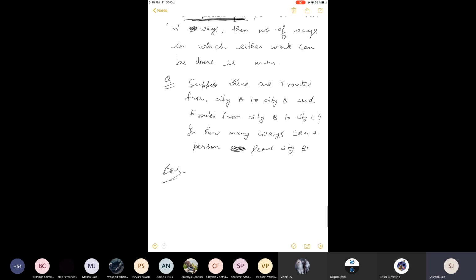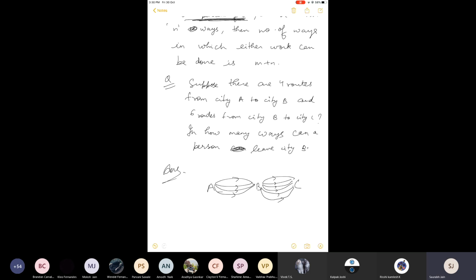Okay. So A, B, C. These are the 4 routes from A to B, and these are the six routes from B to C: 1, 2, 3, 4, 5, 6. Now can anyone tell me? A person is there in city B. He wants to leave city B. In how many ways can he do so? 10. Yes, so simple. 10 ways. 4 plus 6.